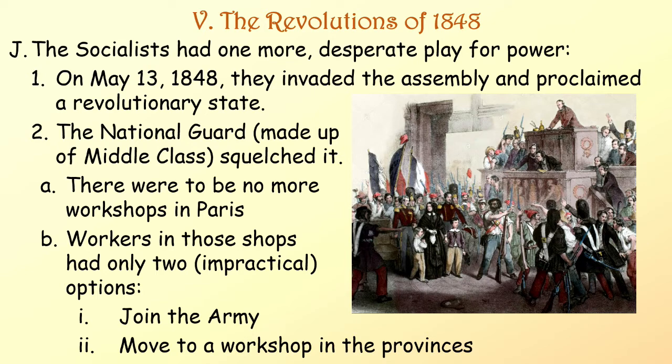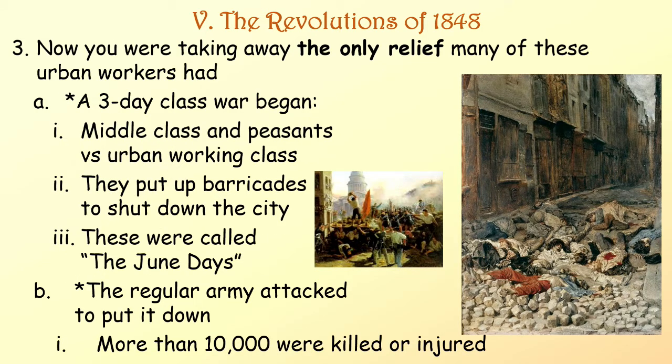The socialists had one more desperate play for power. On May 13, 1848, they invaded the assembly and proclaimed a revolutionary state. Does that sound familiar? The National Guard, made up of middle class, squelched it. And from that point on, there were to be no more workshops in Paris. Workers in those shops had only two very impractical options. They could either join the army or they could move to a workshop out in the provinces. Now you were taking away the only relief that many of these urban workers had.